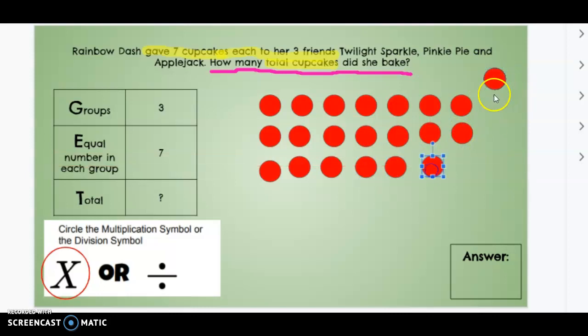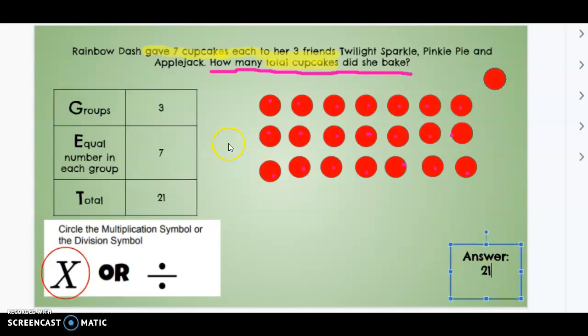All right, every single friend has 7 cupcakes, okay? So now I want to figure out the total number of cupcakes that she baked. So I need to count all of these little red dots, these pieces. They represent a cupcake, so I need to count them, okay? 1, 2, 3, 4, 5, 6, 7, 8, 9, 10, 11, 12, 13, 14, 15, 16, 17, 18, 19, 20, 21. So the total number of cupcakes that she baked is 21. Your answer would be 21.